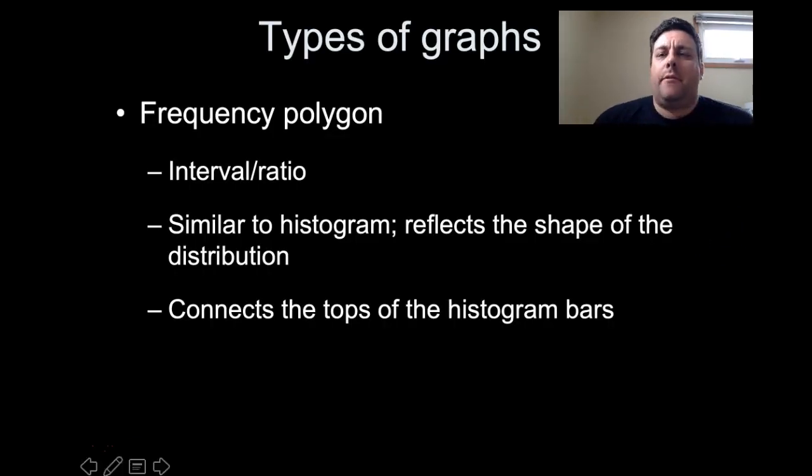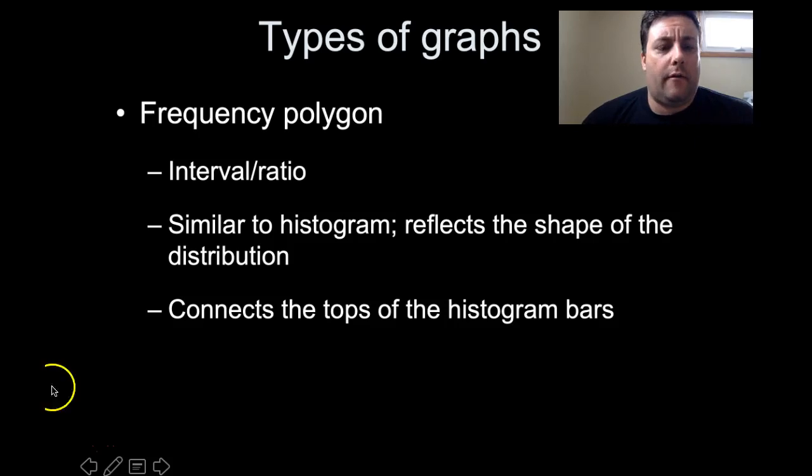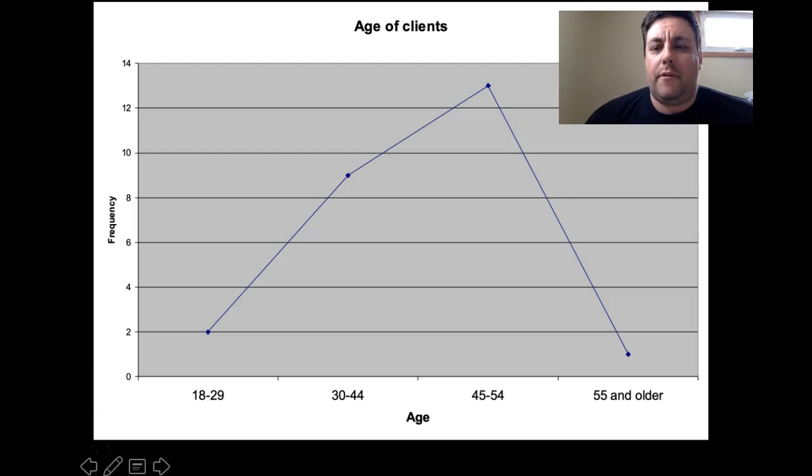So we use frequency polygons again with interval ratio data. We typically would use a histogram, and that makes a frequency polygon fairly similar to a histogram. It reflects the shape of the distribution. It connects the bars to the tops of the line that you'll see on the next slide here in a second. But that also gets us into a related concept, which is to start preparing data for analysis as well. So this would be an example of a frequency polygon.